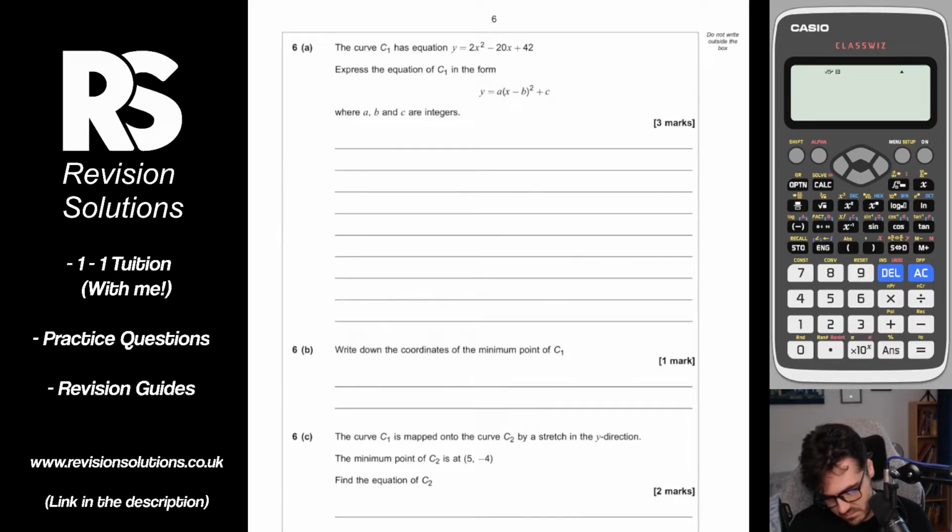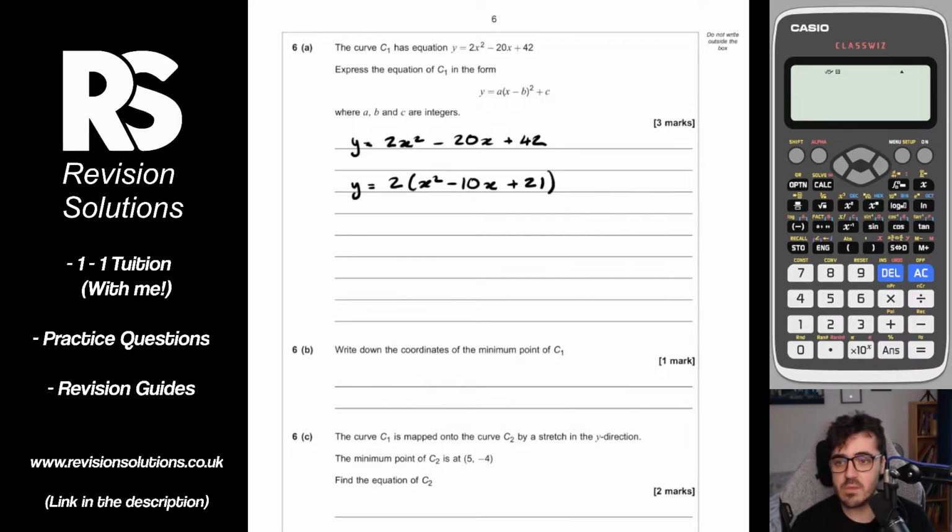So let's just start by writing our quadratic. So we've got y equals 2x squared minus 20x plus 42. Whenever the coefficient of the squared term is not 1, I'll take out the coefficient as a factor from the whole equation. So we'd have y equals 2 times (x squared minus 10x plus 21).